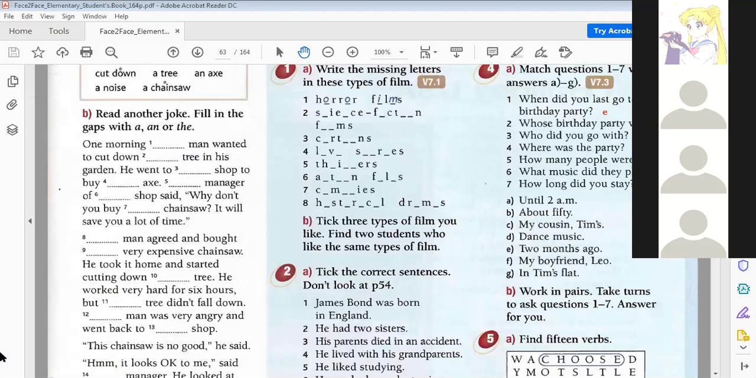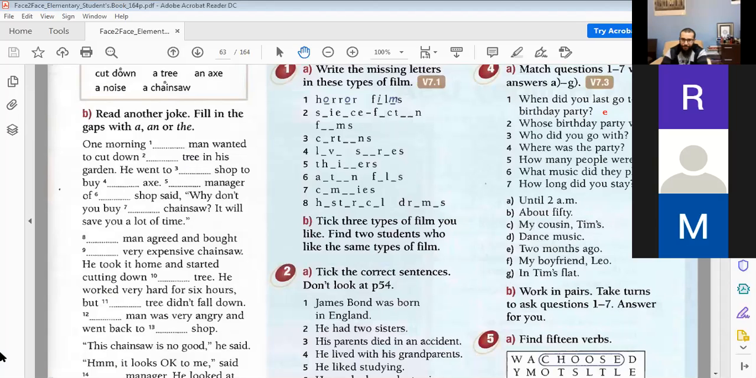Let's see. Manal, what about number 2? Okay. Whose birthday party was it? My cousin Tim's. All right, that's correct. But why did you use C? Why not F?